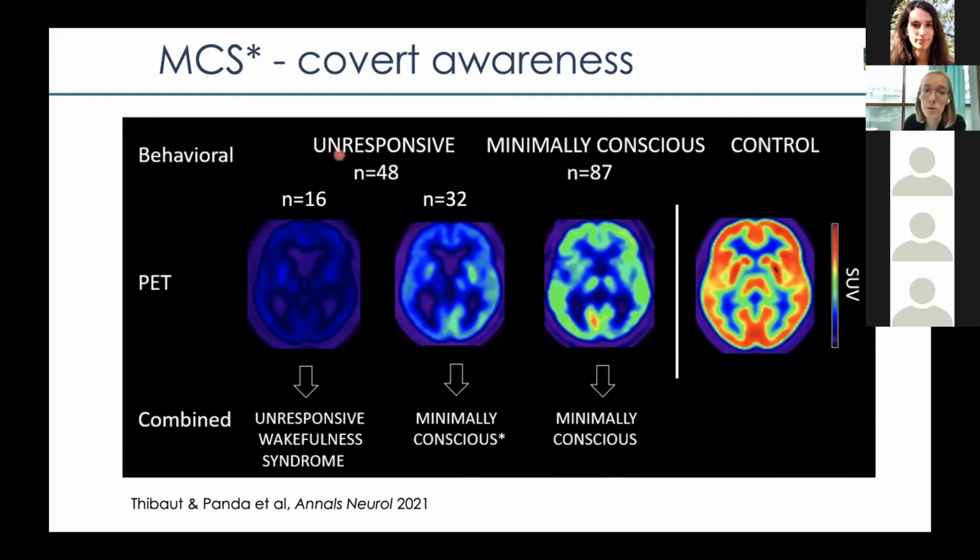Then you have the other group, the unresponsive patient group, that we can divide in 2. The first group shows no behavior with behavioral assessment tools, but also shows this very low glucose uptake basically throughout the brain. And we can therefore conclude that such a patient is indeed really, truly, or most likely truly unresponsive.